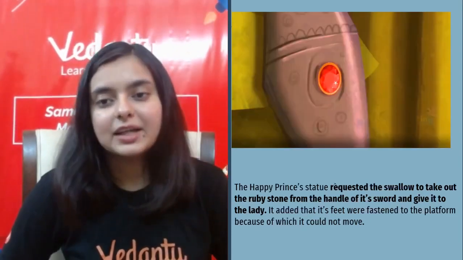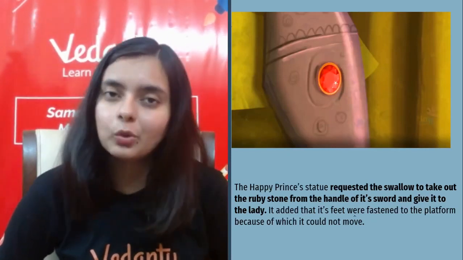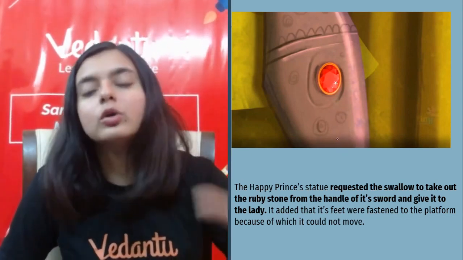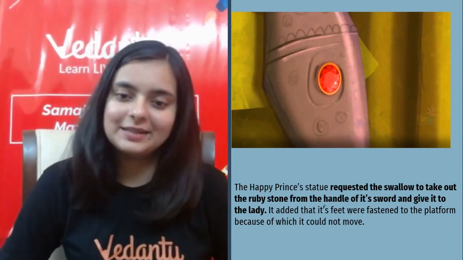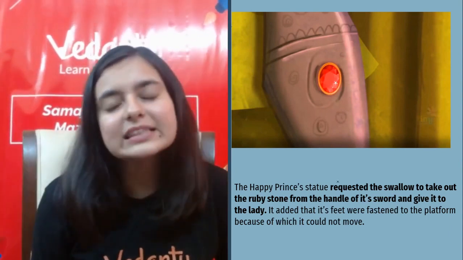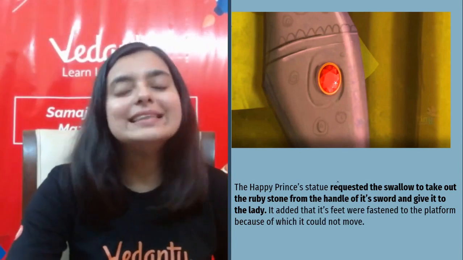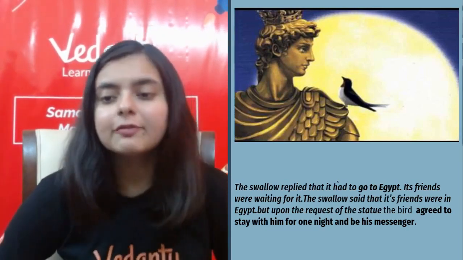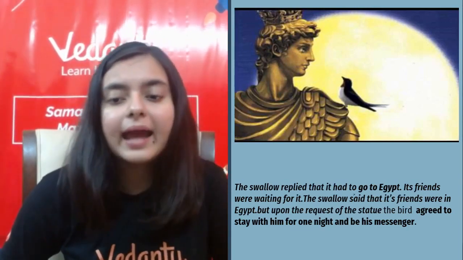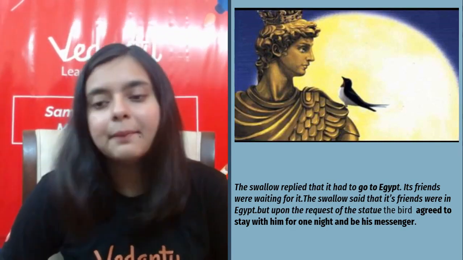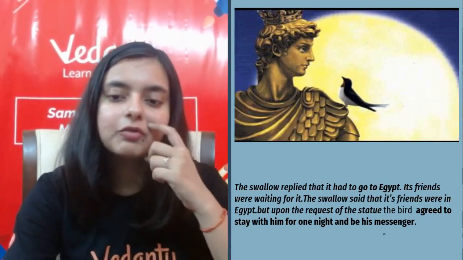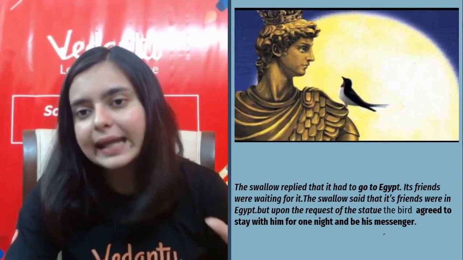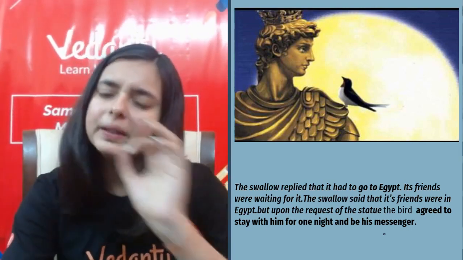The happy prince statue requested the swallow to take the ruby stone from the handle. Remember, the sword's hilt had a ruby stone. So he asked the swallow to take that ruby stone and give it to the lady, so that she could satisfy her child's need. The swallow said that he had to go to Egypt. His friends are waiting for him. But again, when the statue requested him, he agreed, and he said that he would stay with him for one night, and he would be his messenger, and whatever errands the happy prince would send him on, he would do all those.